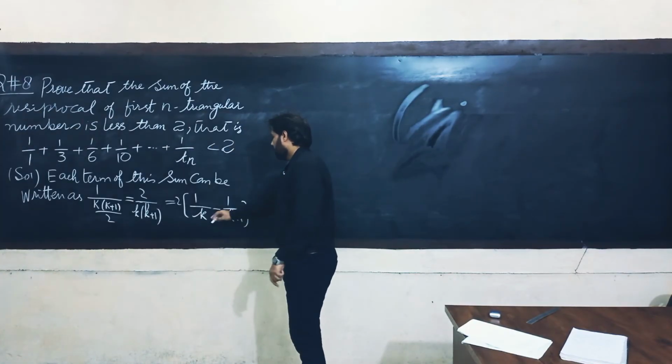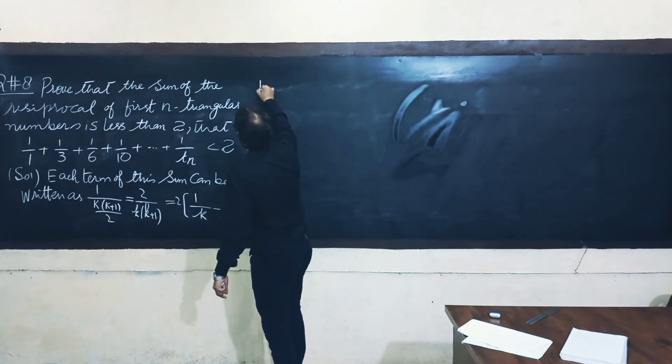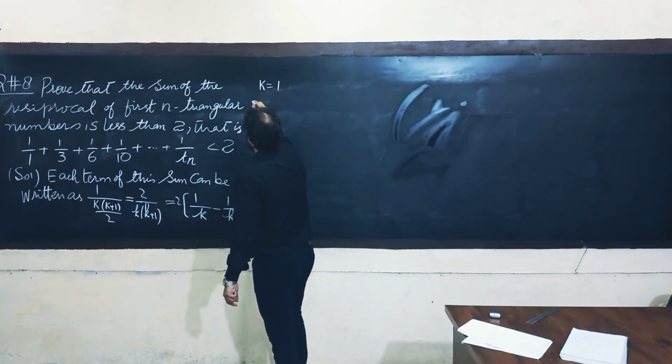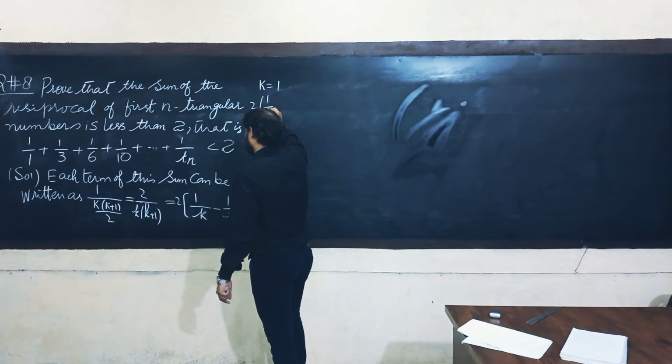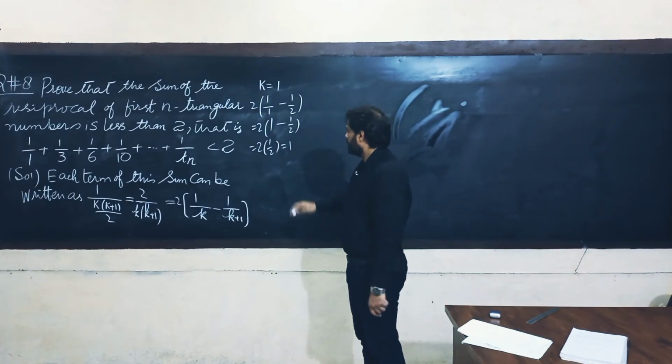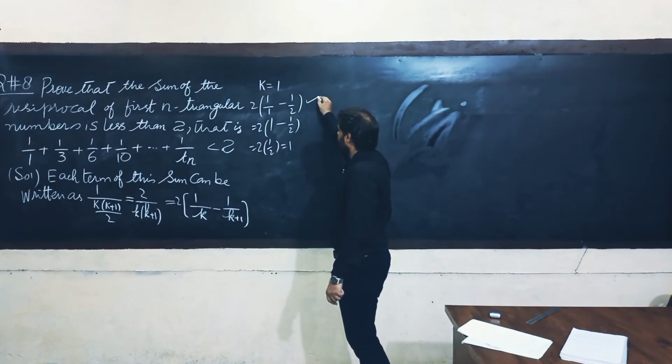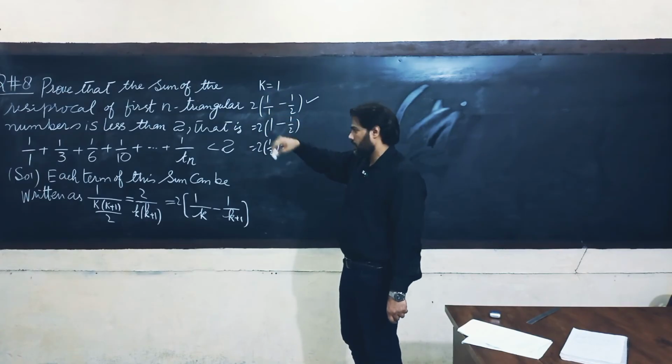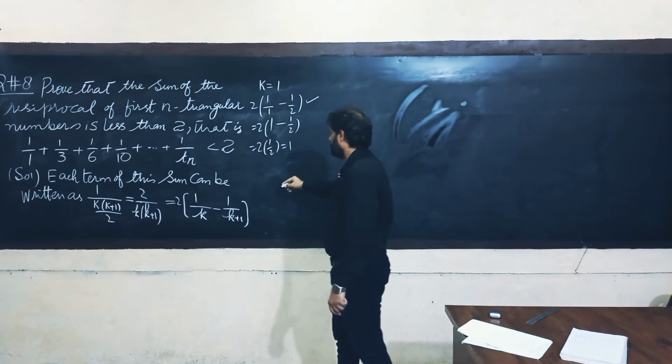For example, if you put here k is equal to 1, this gives us 2 into 1 over 1 minus 1 over 2. This is 2 into 1 minus half. This is half, that is equal to 1. So the first number, that is 1 over 1, can be written as, so now I am writing all of the numbers in this form.